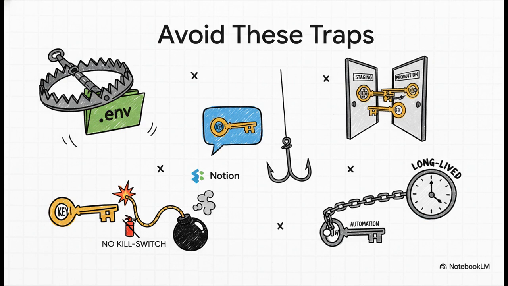If you're using the same API key in staging that you use in production, you don't really have a staging environment. If you're dropping keys into Slack, even for a minute, you're creating a permanent risk that someone will find later. And the big one, if you don't have a tested, documented plan to kill a compromised key in under 5 minutes, all your security policies are just for show.